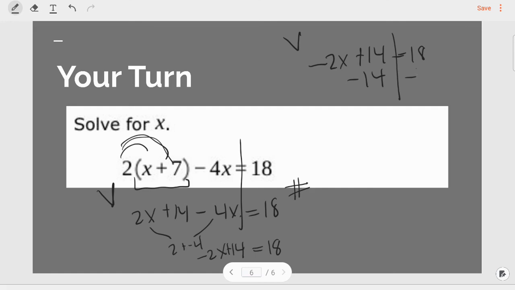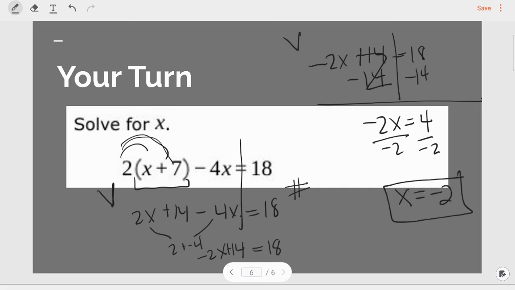Get rid of the 14 because it does not have a variable. I do that by subtraction because I've got addition going on. And bringing everything down, that zeroes out. I'm left with negative 2x equals 18 minus 14 is 4. Divide by negative 2. And x equals negative 2. And that's my final answer.